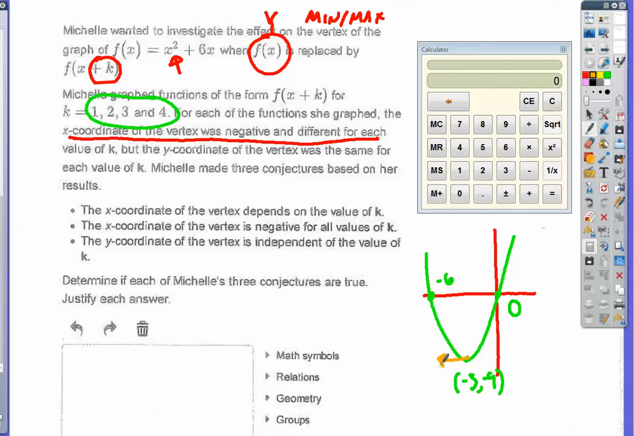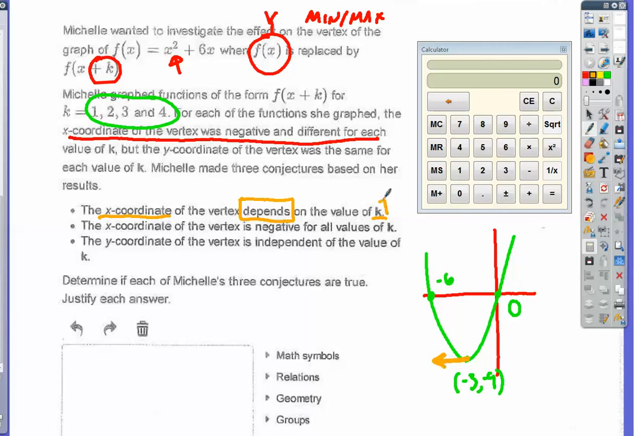Michelle made 3 conjectures based on her results. That the x-coordinate of the vertex depends on the value of k. What this means is if the k value changes, the x-coordinate changes. Well, is that true? If you slide the parabola this way, when k changes, is the x value changing? And the answer is yes.